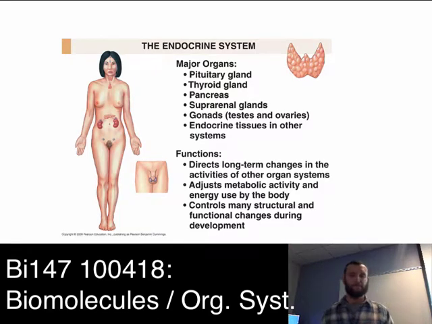All right? So it can do a number of different things. A few of them are adjusting the metabolic activity that the cells in your body have. So how rapidly do you use energy in the body? It can control growth and development. It does control growth and development, structural and functional changes that happen throughout your life.